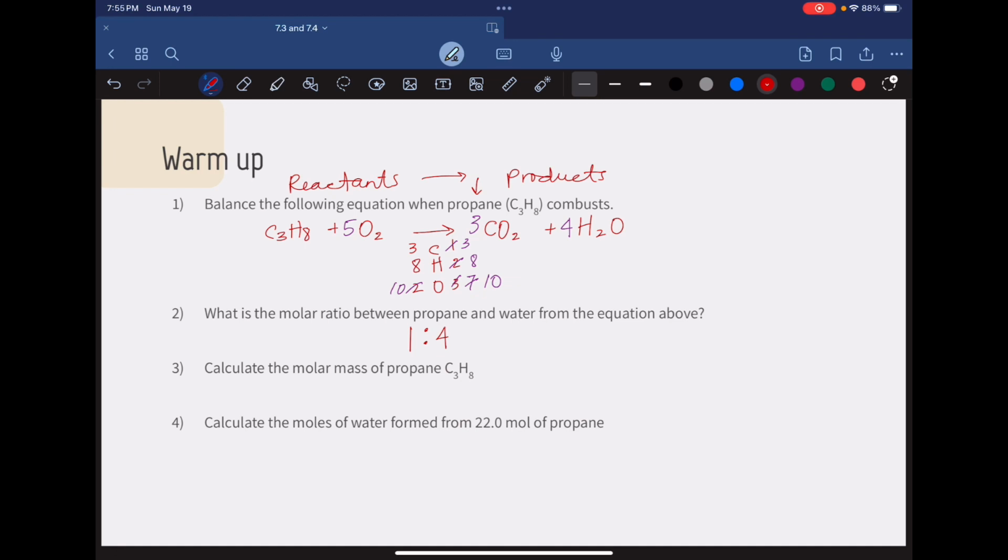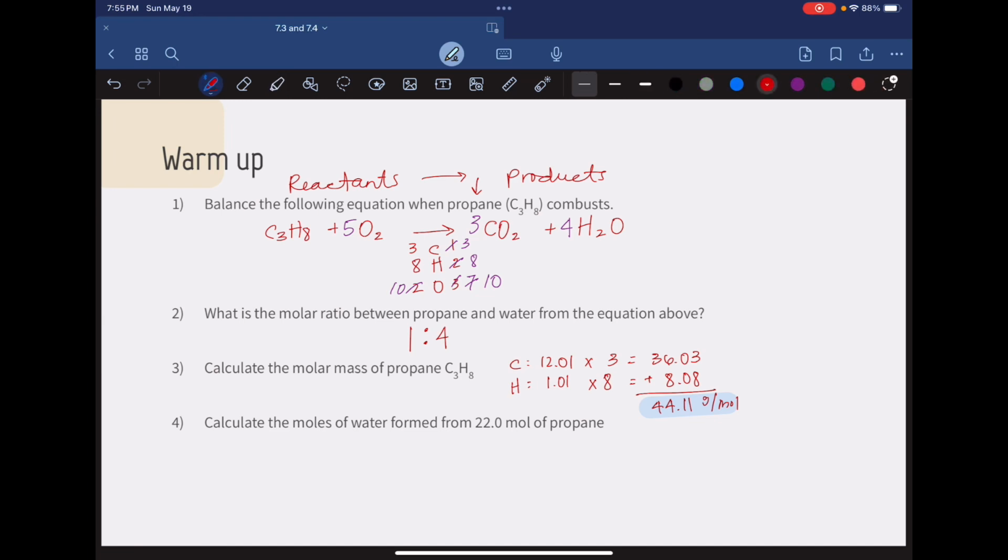Calculate the molar mass of propane. So we know that carbon, there's 3 of them. 12.01, that's the mass from the periodic table, times 3, that's 36.03. Hydrogen, the periodic table's mass is 1.01. There's 8 of those, and you want to add those together, and you'd get 44.11 grams per mole, and that is your molar mass.